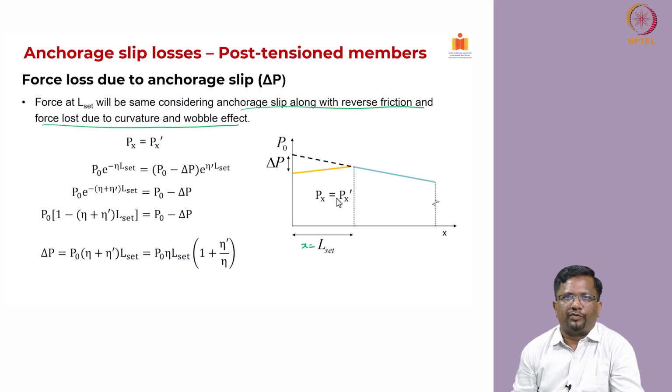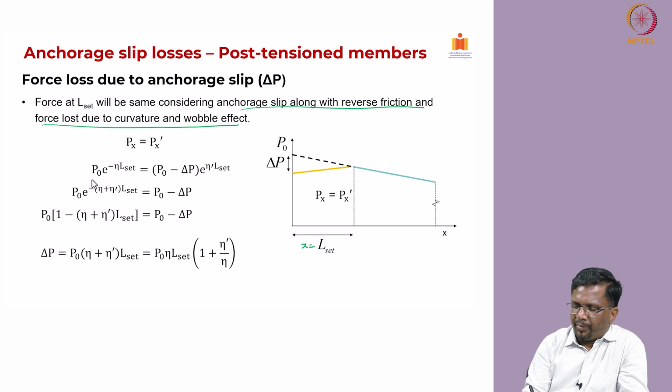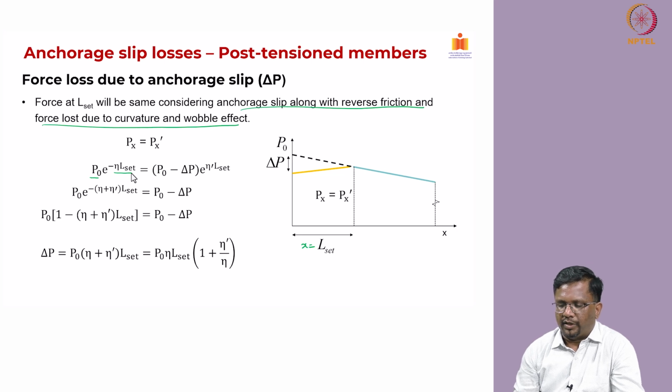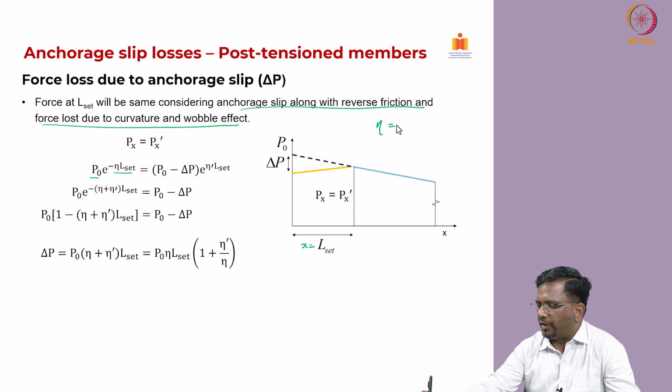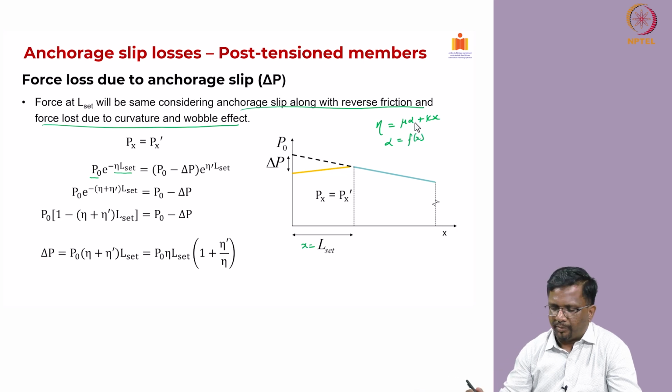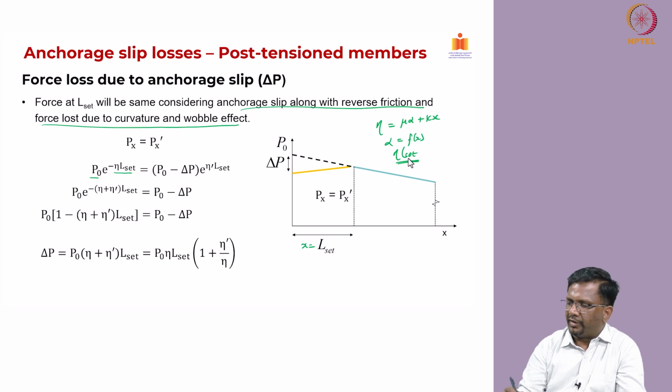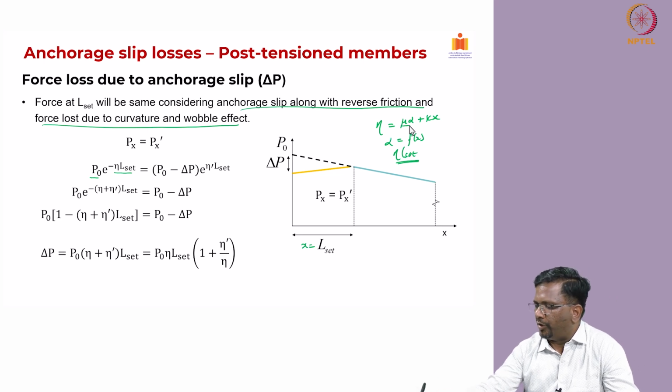The overall equation we know, Px is nothing but P naught into e to the power of minus eta into L set, right. Now, what we are doing here is, eta in general I am writing as mu alpha plus kx. Now, alpha is also a function of x, right. So, everything can be written as eta into L set. So, the x can be taken out and you can write that as eta into L set, okay. So, that is the reason that we are writing eta as mu alpha plus kx.